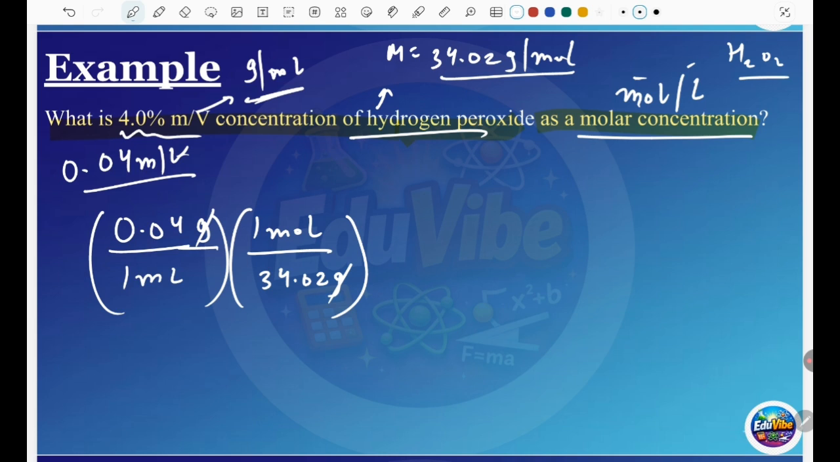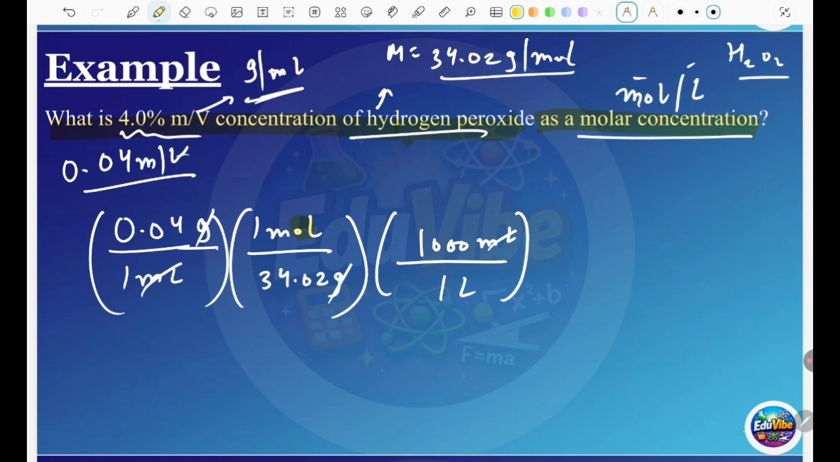You have to cancel your milliliters too to get liters. You want liters, and you have to cancel the milliliters. So you can use one more thing, that 1 liter is equal to 1000 milliliters. You can use this. So from here your milliliters cancel out and you get moles per liter. So now you just have to do the calculation: multiply 0.04 by 1000, divide by 34.02, and you will get about 1.2 moles per liter.